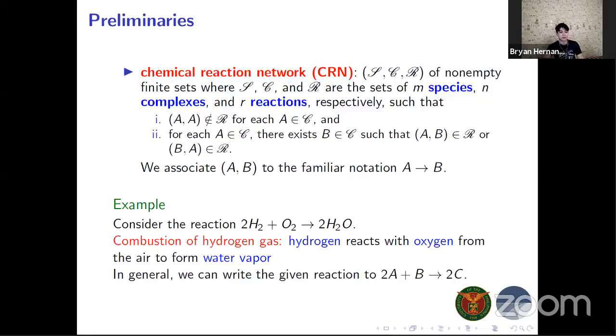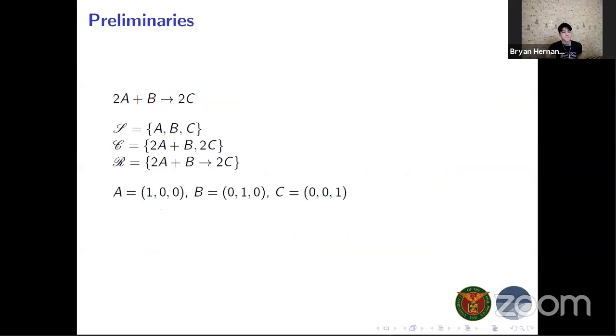Let's consider the following example. Consider the reaction 2H2 + O2 → 2H2O. This summarizes the combustion of hydrogen gas: hydrogen reacts with oxygen from the air to form water vapor. In general, we can write the given reaction as 2A + B → 2C. For this particular example, the species are A, B, and C. This is the set of species. A complex is either a product or a reactant, so this is the reactant 2A + B, while this one is the product 2C. These are the complexes, the reactant and the product. And there is a single reaction, so this is the set of reactions.